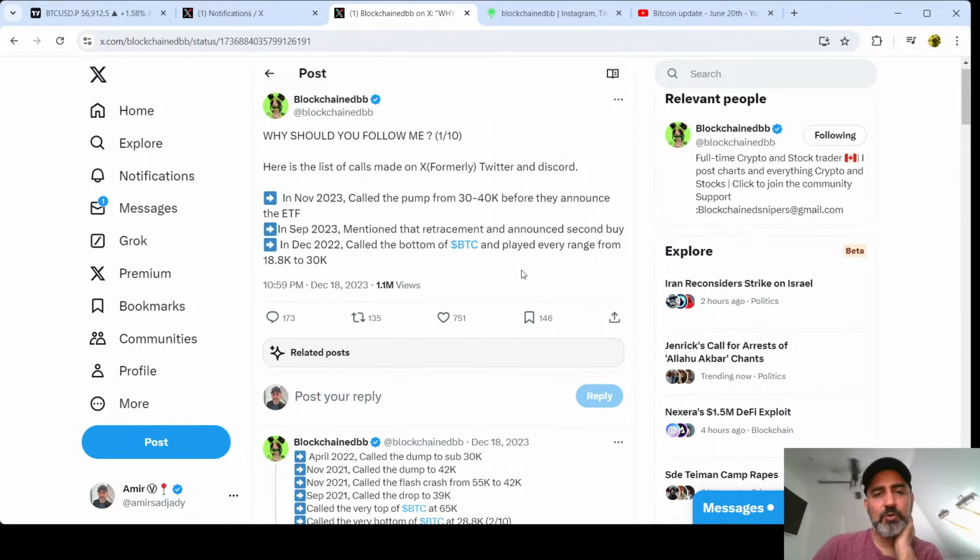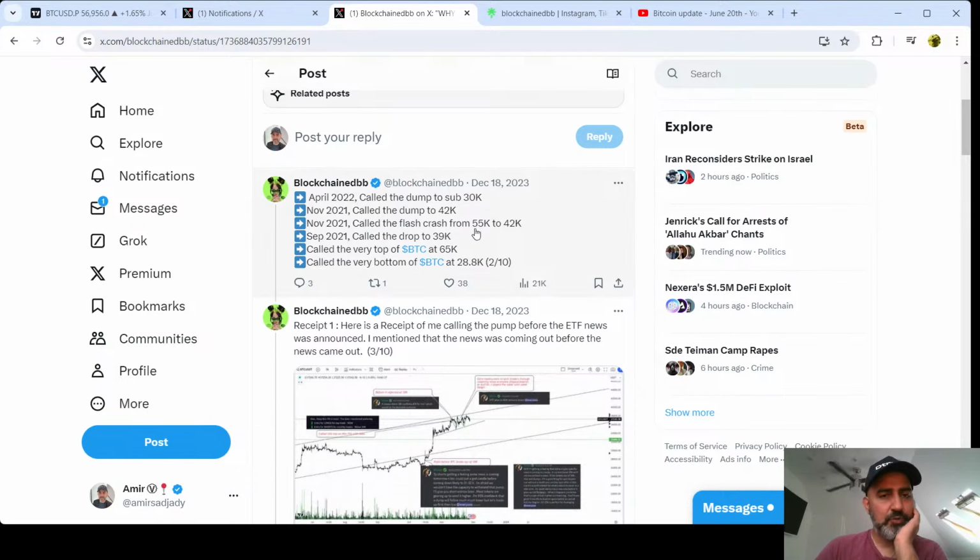Here are the lists of calls I made on X, formerly Twitter, and Discord, in November 2023. Called a pump from 34k before they announced the ETF. September 23 mentioned the retracement and announced second buy. In December 2022, called the bottom of BTC and played every range from 18k to 30k. So she obviously thinks she knows some things. And what else she did? Called the dump. So she's got a little bit of a track record.